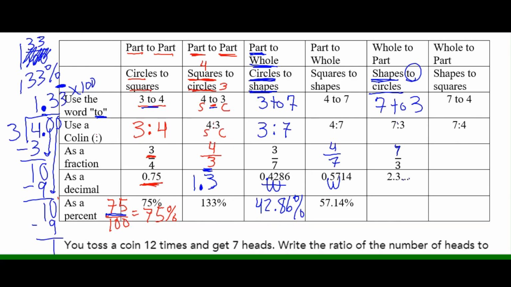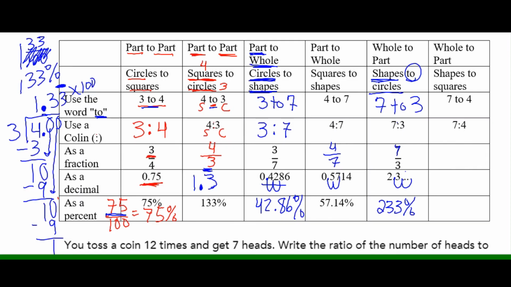So if we wanted to change that to a percent, we literally will just move the decimal point 2 times to the right. But instead of putting a 0 right there, since the 3 repeats, you will have a 3 right there. So I'm going to put 233%. And I'm not going to put the dots and keep going forever. 233%.